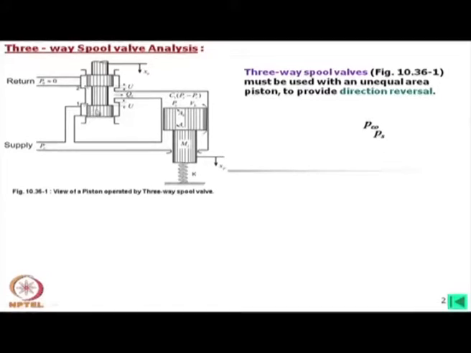Now, how is it working? If we look into this, this is the supply. Now, instead of four-way valve, in case of three-way valve, supply is one to the valve one end and other end directly to the rod end side of the piston. So, if we keep this closed, then this will simply move upward direction.